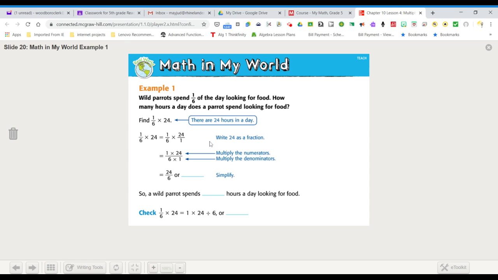When you multiply fractions, you multiply straight across. So in other words, you multiply the numerators together, you multiply the denominators together, and then you simplify your answer. So 1 times 24, that's what they rewrote here, and 6 times 1, that's what they rewrote here. Multiplying straight across, 1 times 24 is 24, 6 times 1 is 6. Simplify this. Think about this fraction bar as being a division symbol. 24 divided by 6. What is 24 divided by 6? You said 4. You are absolutely correct. 24 divided by 6 is 4.